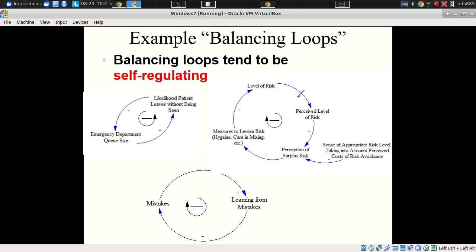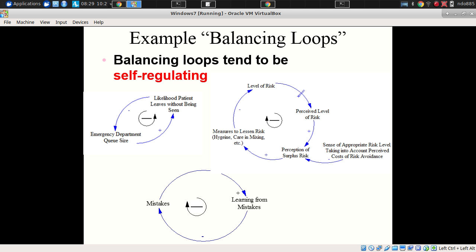You think about it. So when we assign these loops, we think about each link in isolation. Say, if emergency department queue size went up, would that lead to the likelihood the patient leaves without being seen going up or down? And then we ask, if the likelihood the patient leaves without being seen goes up, does it lead to an increase or decrease in the queue size? So you think about each link in isolation.